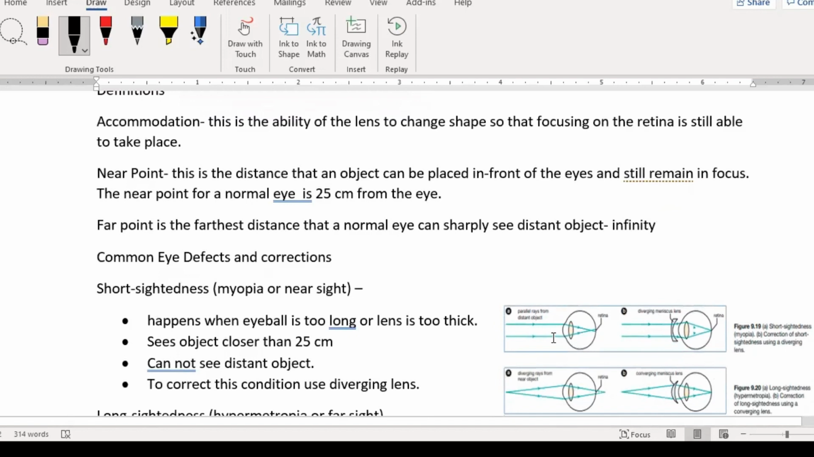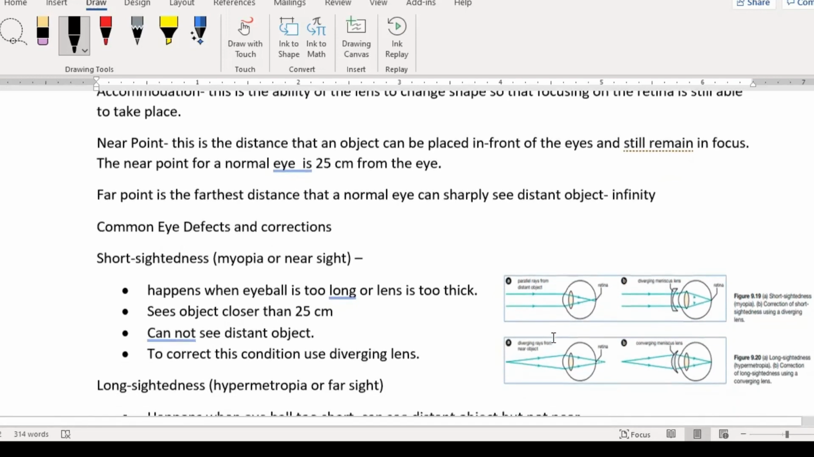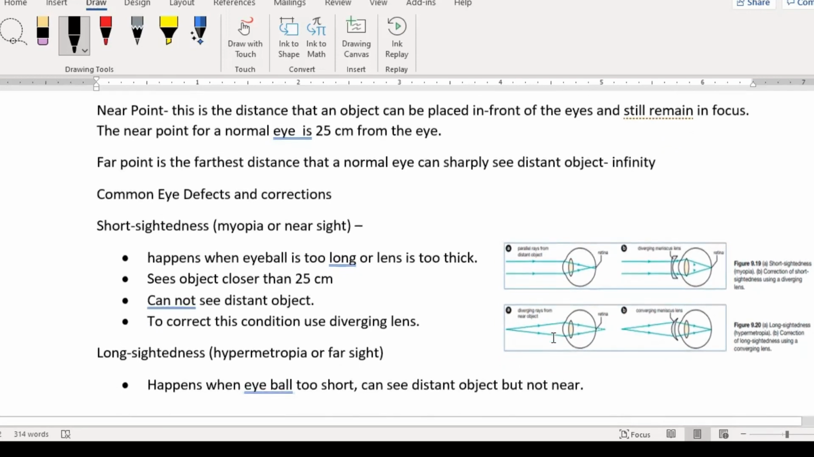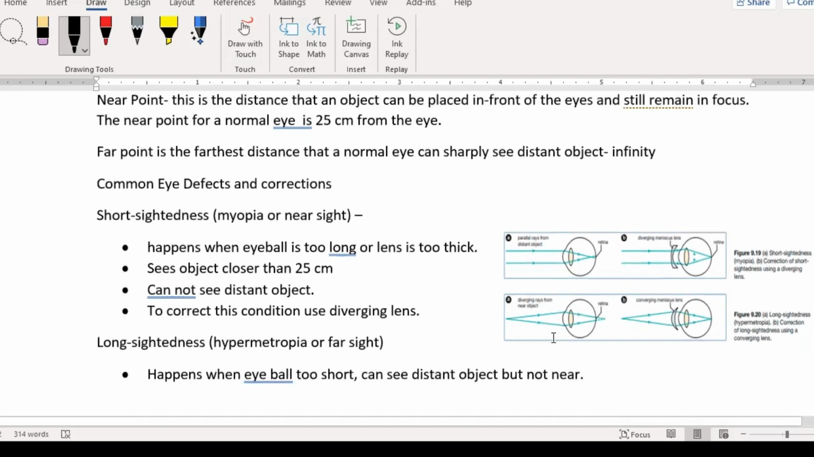All right. Let's look at different common eye defects and how we can go about correcting them. These are general questions that they can ask you. So you have short-sightedness, which is called myopia, and in some cases, we say nearsighted.